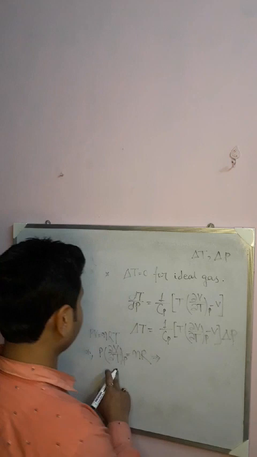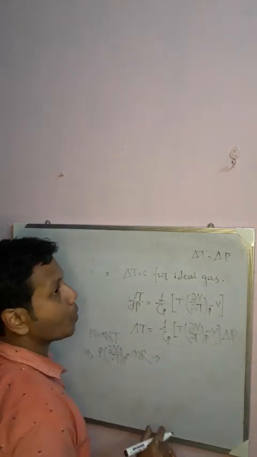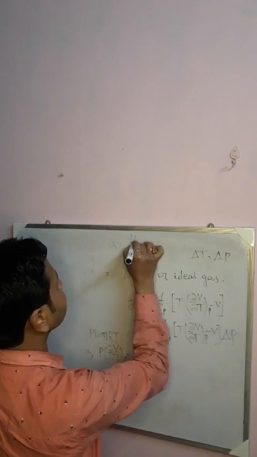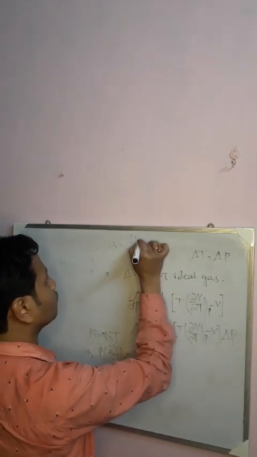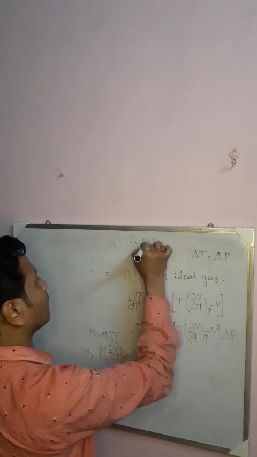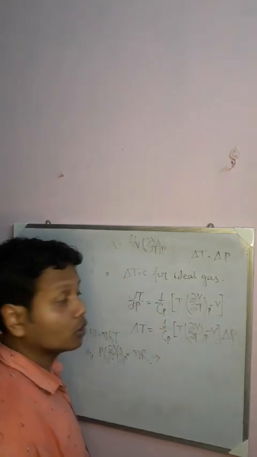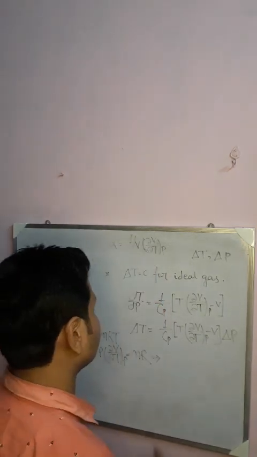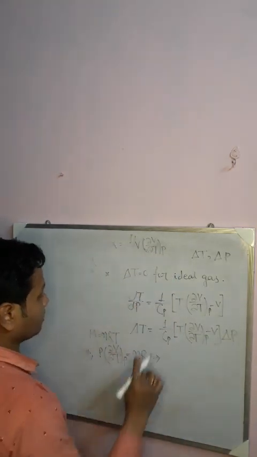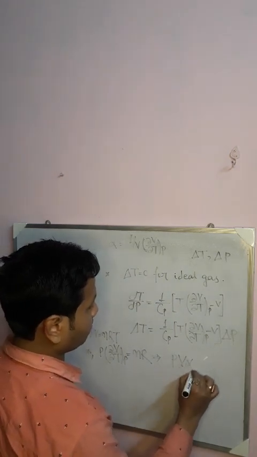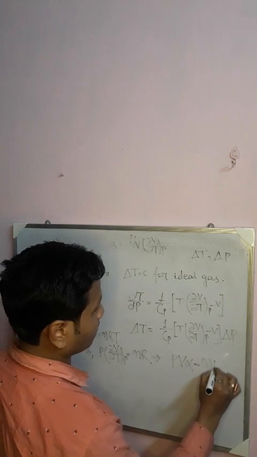So what is del V del T at constant pressure? We all know alpha is the volume expansivity, the increase in volume per unit rise in temperature, 1 by V del V del T at constant pressure, from which del V del T we can write as V alpha. So PV alpha equals nR.